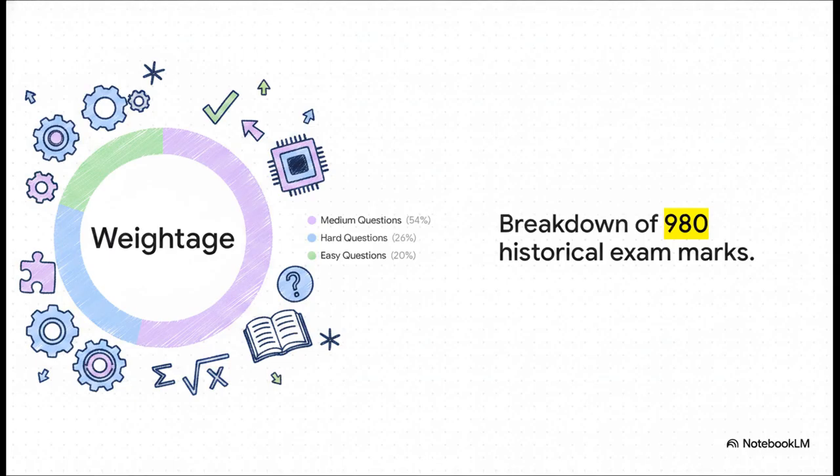Based on all that historical data, it turns out that 54% of the paper is just medium toughness questions. Only 26% is hard, and 20% is easy. Think about that for a second. If you just master the predictable medium questions and those easy definitions, you're literally passing before you even touch the hardest numericals. It's a huge tactical advantage.